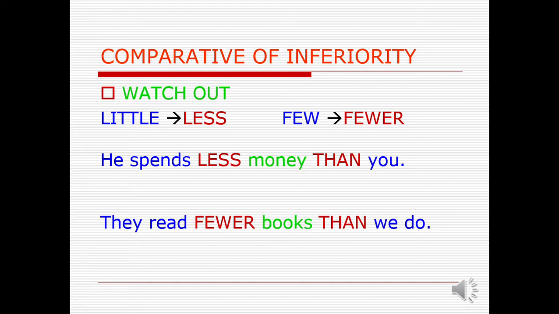It is important to point out that for nouns, a lot of people confuse the use of little and few for countable and uncountable nouns with comparing adjectives. So they think that the comparative of inferiority less is used for all of it, but we only use less when we're talking about less plus a noun if we're talking about an uncountable noun. So he spends less money than you, but if you're talking about a countable noun, then you use fewer. They read fewer books than we do.